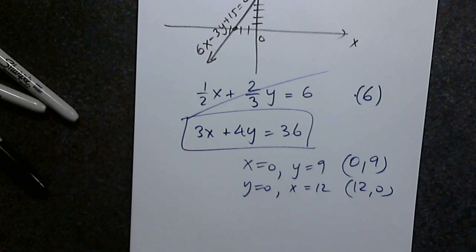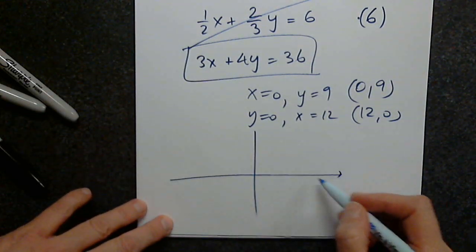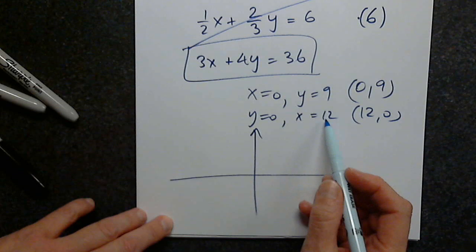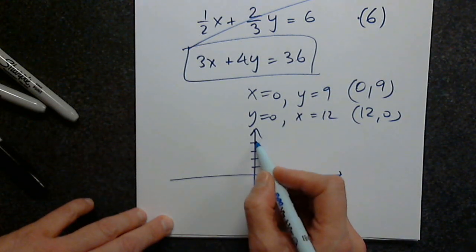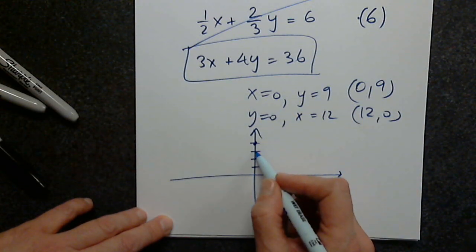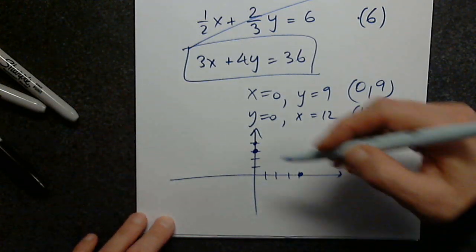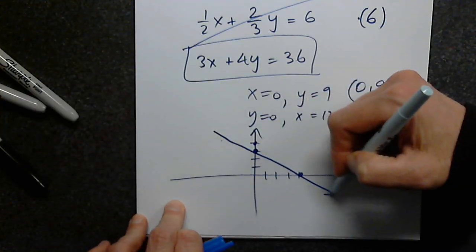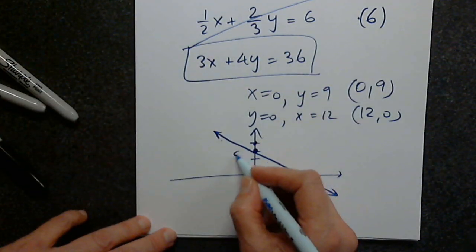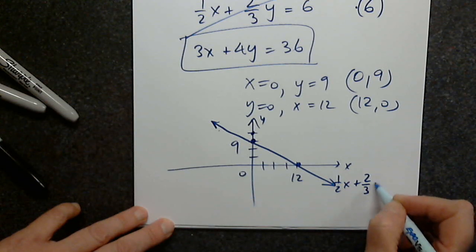It will take me a while to plug in and move to the other side and find y and find x. There's no need. You can always, in one step, get rid of fractions. So now the line will be, so I'm going to use a unit of 3. 3, 3, 3, 3. That was 0, 9, sorry, right here. Just 3, 3, 3, right here. And x is 12. 3, 3, 3, 3. So here it is. This is 12, this is 9, and this is the line 1/2 x plus 2/3 y equals 6.